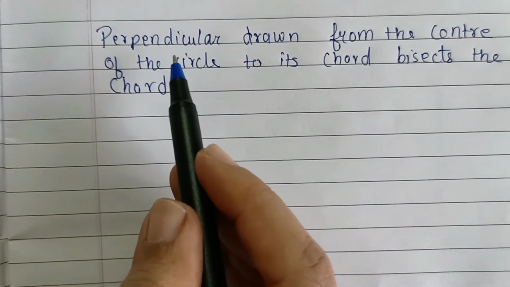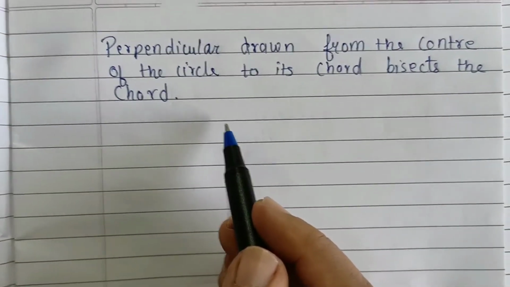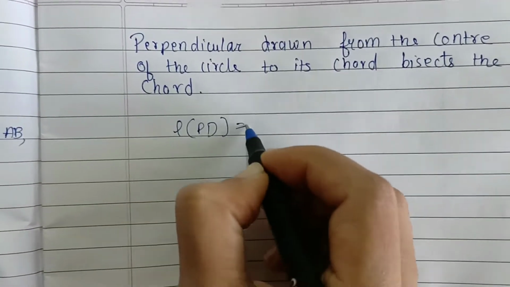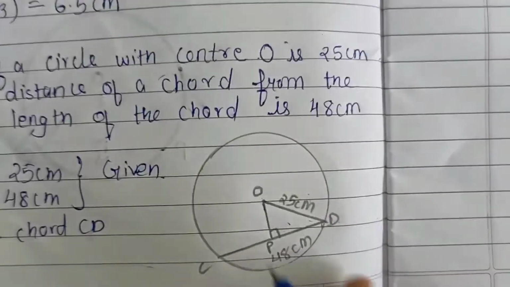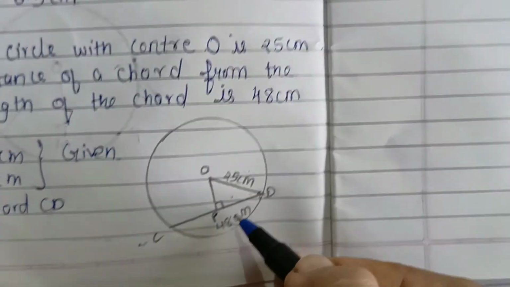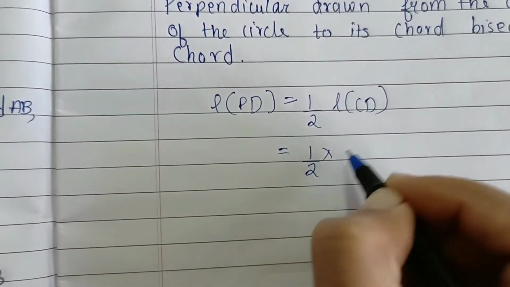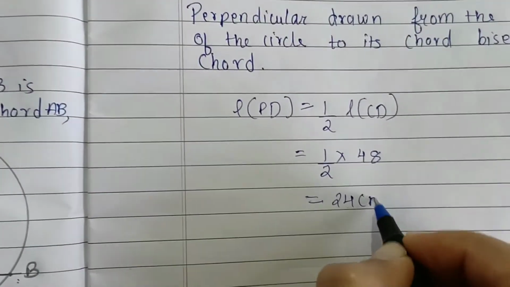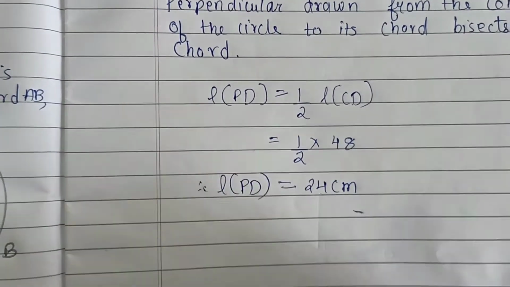This is the property that we are going to use, that perpendicular drawn from the center of the circle to its chord bisects the chord. Okay, so over here, that means length PD will be half of length CD. That means this PD will be half of this CD. If CD is 48 centimeter, so let us write down half of CD, that is 48 centimeter. So half of this will be 24 centimeter. So therefore length PD will be 24 centimeter.